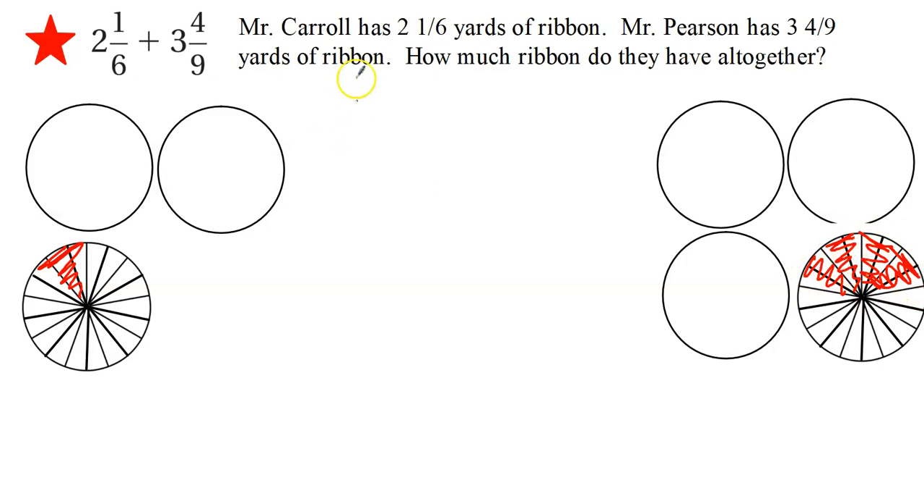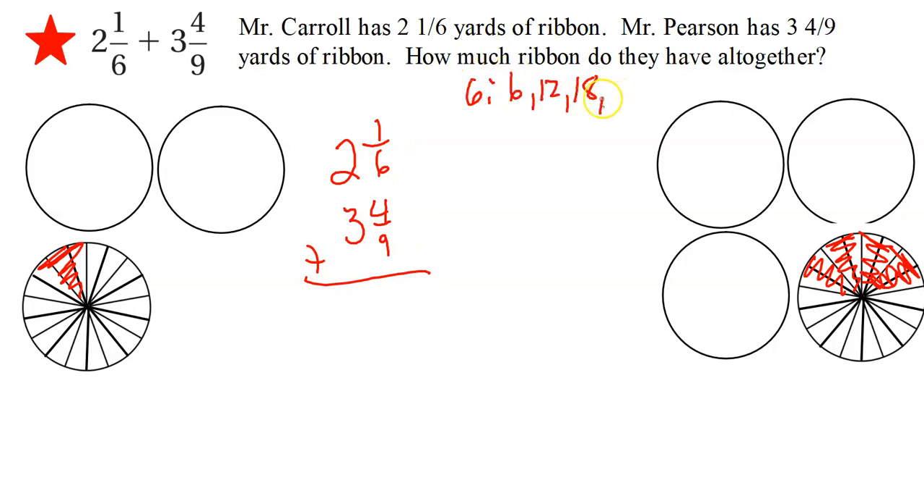Okay, so what I recommend you do is pause the video, try it on your own, and then check your answers. So I've got 2 1/6 plus 3 4/9. So of course the first thing I need to do is find the common denominator. If I want to, I can list 6, 12, 18, 24, 30, 36, and the multiples of 9 are 9, 18, 27, and 36. So I know the common denominator is 36.